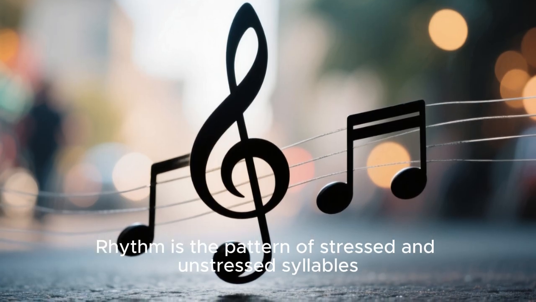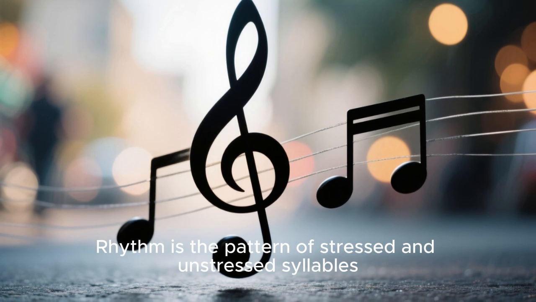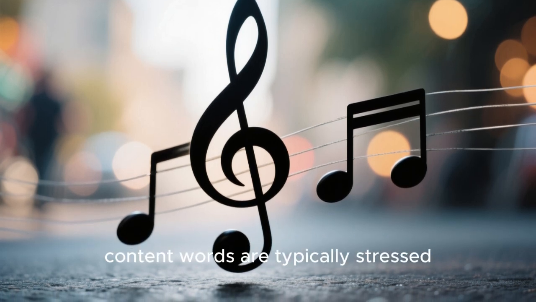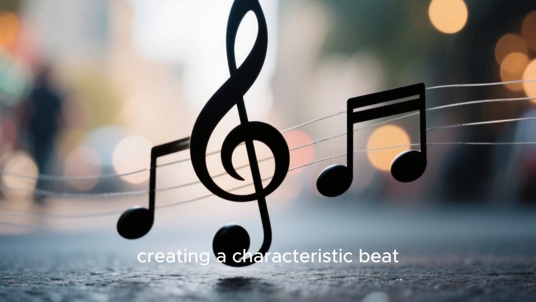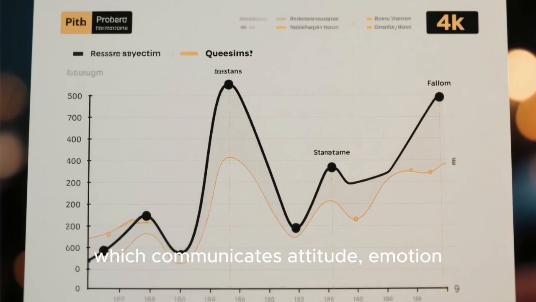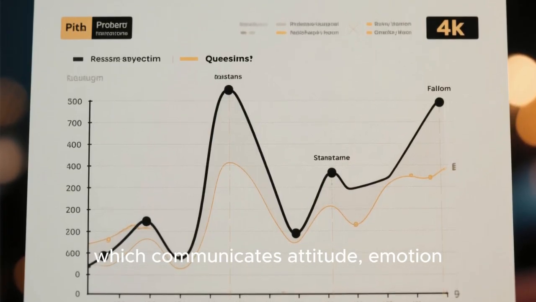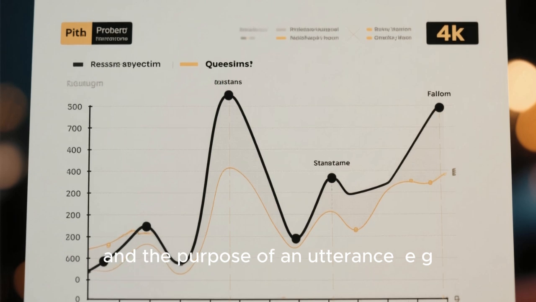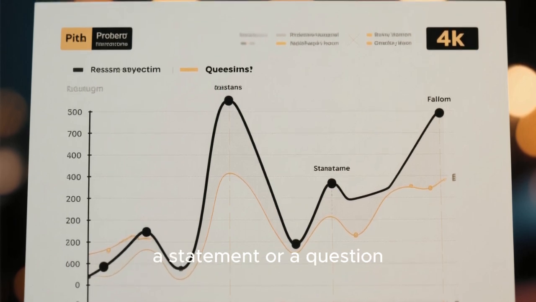Rhythm is the pattern of stressed and unstressed syllables. In English, content words are typically stressed, creating a characteristic beat. Intonation refers to the rise and fall of pitch, which communicates attitude, emotion, and the purpose of an utterance, for example, a statement or a question.